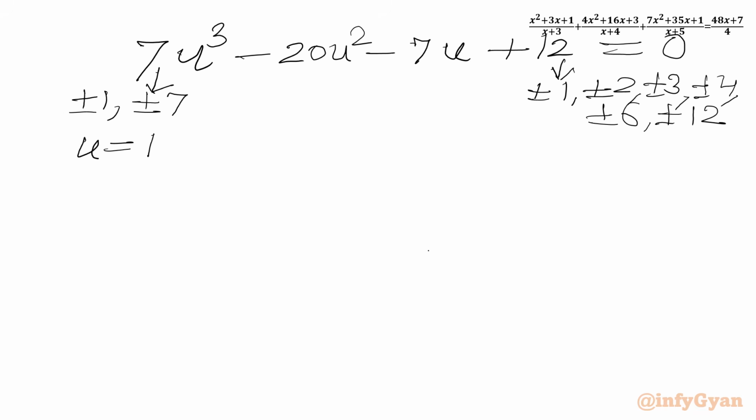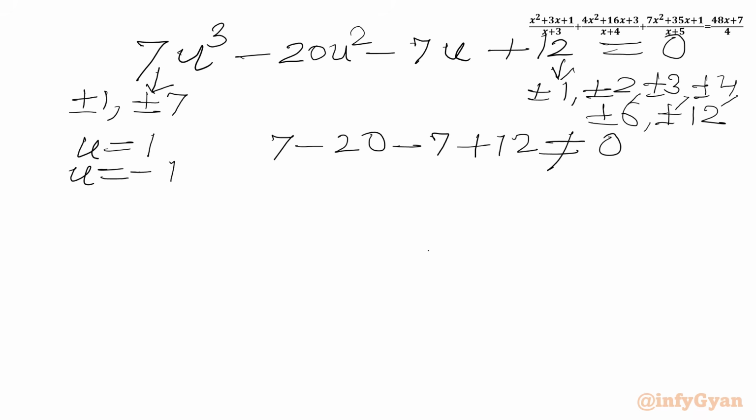Now we'll take the ratio of constant to leading coefficient, and I will check our value u equal to 1, whether it will satisfy our cubic equation or not. So 7 minus 20 minus 7 plus 12. 12 plus 7 is 19, which is not equal to minus 27. If I check u equal to minus 1, we'll write here minus 7 minus 20 plus 7 plus 12. No, it is not satisfying our equation.